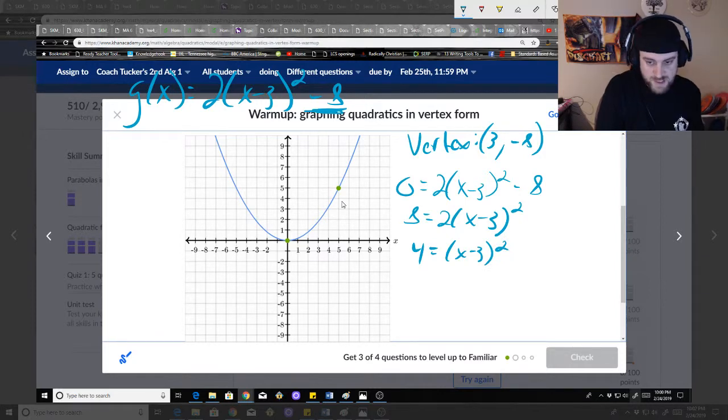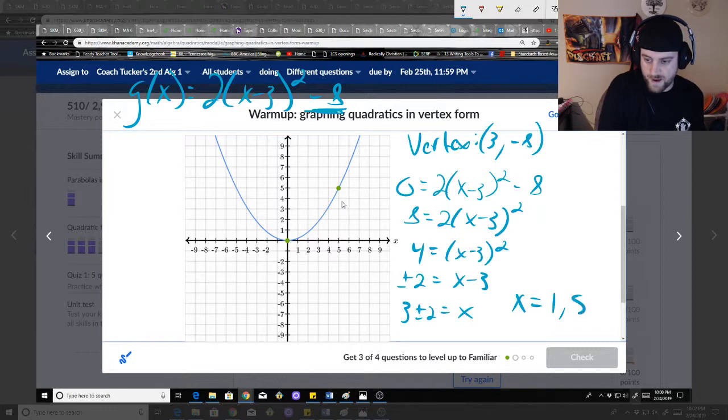Take the square root of both sides. You get plus or minus 2 is equal to x minus 3. So 3 plus or minus 2 is equal to x. So x equals 3 minus 2, which is 1, and 3 plus 2, which is 5. So those are the two zeros.